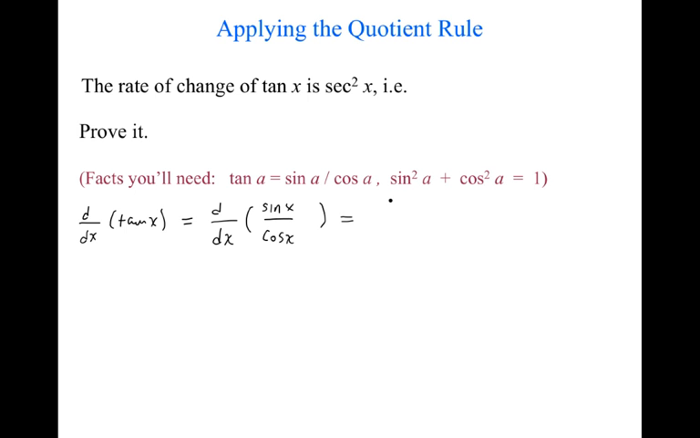Okay. And then use the quotient rule. Okay. So cosine, low, okay, times the derivative of sine, which is cosine. Good. Low D high, there's low D high, okay. Minus sine, and then the derivative of cosine, which is the other side. Good.